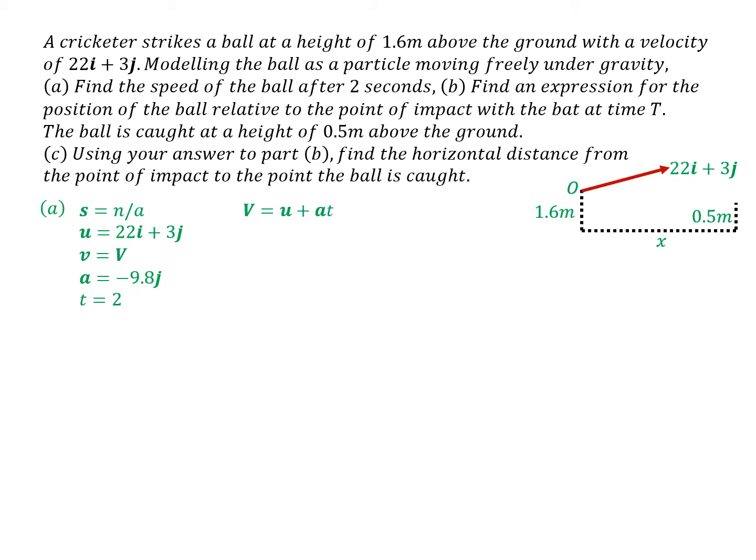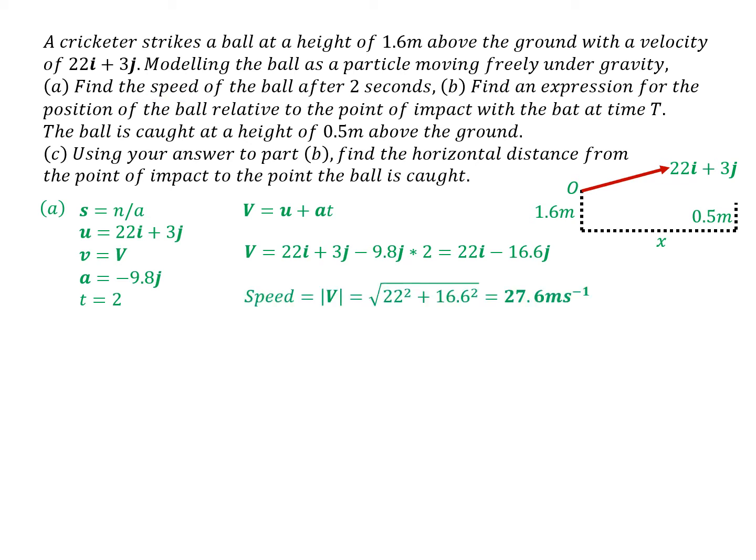So the formula, which doesn't have the s in it, is v equals u plus at. So there's our numbers going into the formula, and that's our velocity after 2 seconds. So the speed of the ball is the magnitude of that velocity, and using Pythagoras we get a speed of 27.6 meters per second.